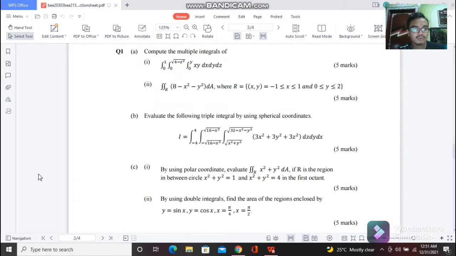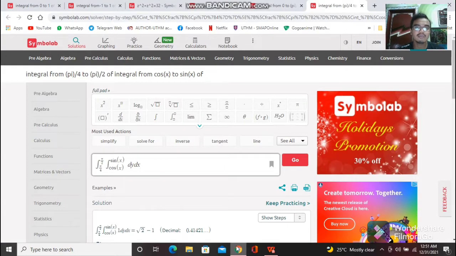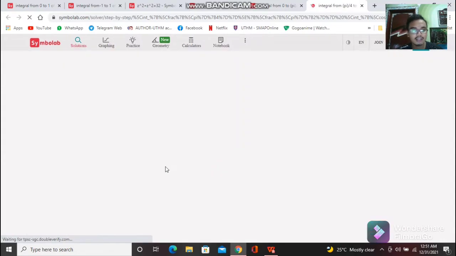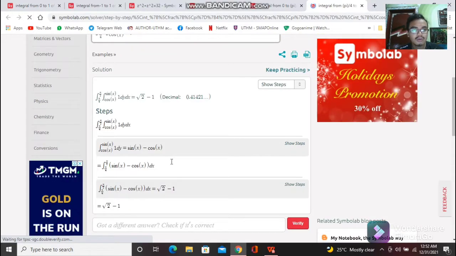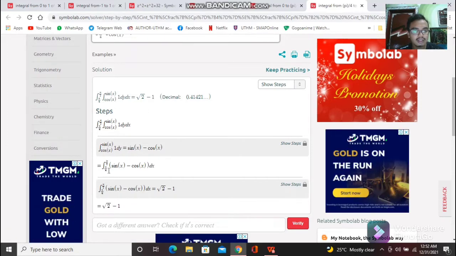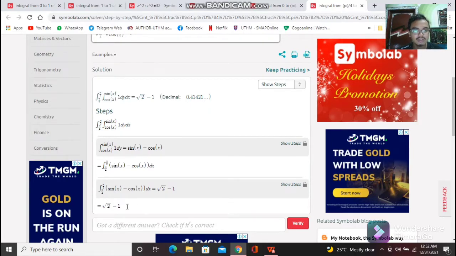And lastly is question 1c2 by using double integral for the area of region enclosed by. So this is the question, and then we will write it in the Symbol Lab. And then this is a new value of integral, and then second integral, and then dy dx, and then we will run it. So like always, we will solve the first integral sin s and cos s, and then second integral pi per 2 and pi per 4, and then we will get the answer square root 2 minus 1. So this is the answer which is same with my manual calculation.